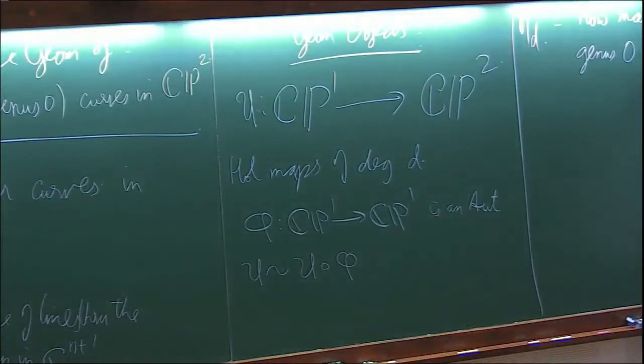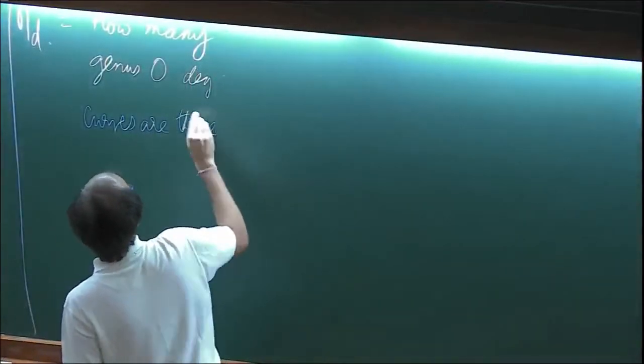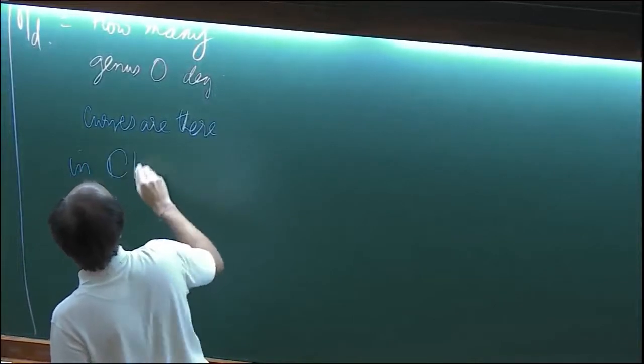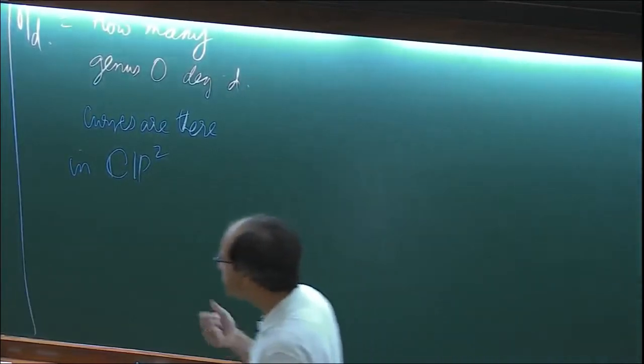So how many genus zero degree D curves are there in CP2? If I stop writing here, the answer is, of course, infinitely many. There are lots of genus zero degree D curves. The question is, I have to impose certain constraints. I have to impose the right number of constraints so that I at least expect a finite number. And then I can ask, how many are there?